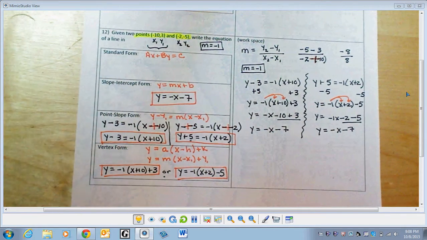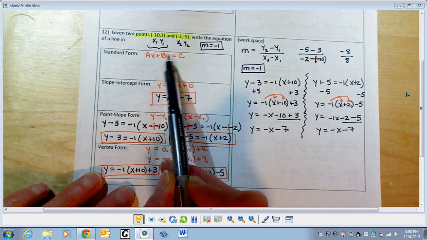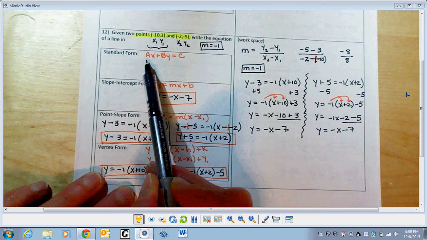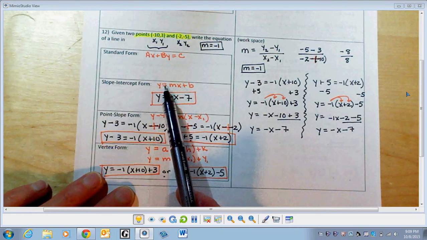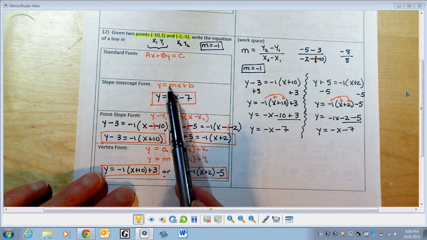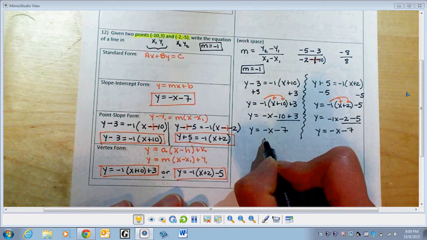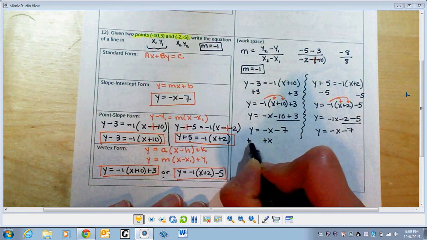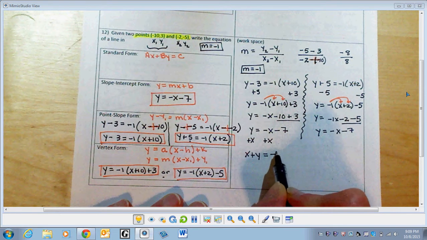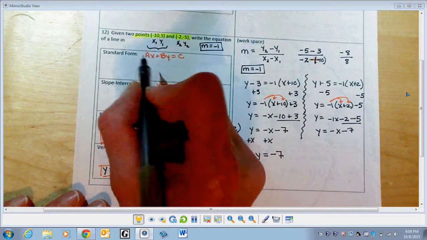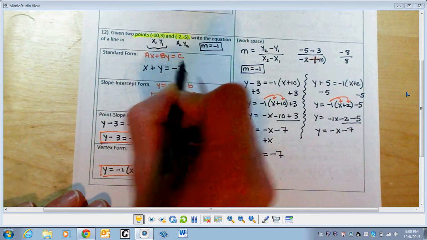So the last thing I have to do is get it in standard form. And again, let me point out to you that my x term and y term are on the same side as the equal sign. For my slope-intercept, my x term is on the opposite side of my equal sign. I have to move my x term over to my y term. So that means I'm just simply going to add x to both sides of my equation, and I get x plus y is equal to negative 7. That is my standard form. X plus y is equal to negative 7.